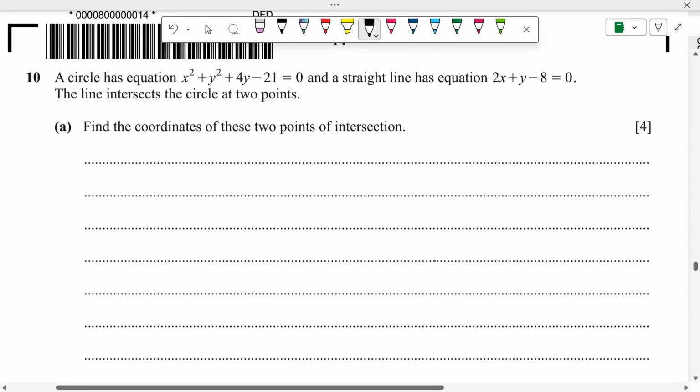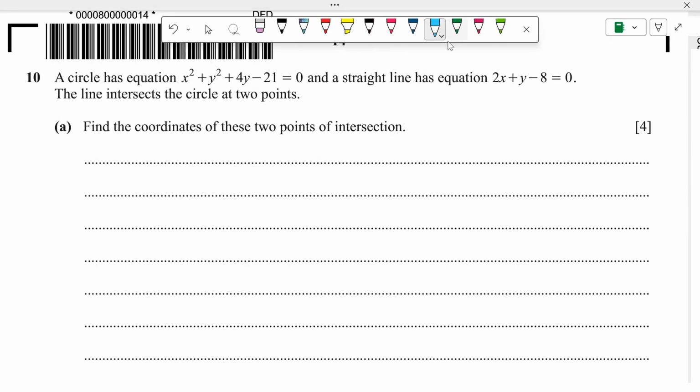Question number 10. A circle has equation x² + y² + 4y − 21 = 0, and a straight line has the equation 2x + y − 8 = 0. The line intersects the circle at 2 points. Find the coordinates of these 2 points of intersection.